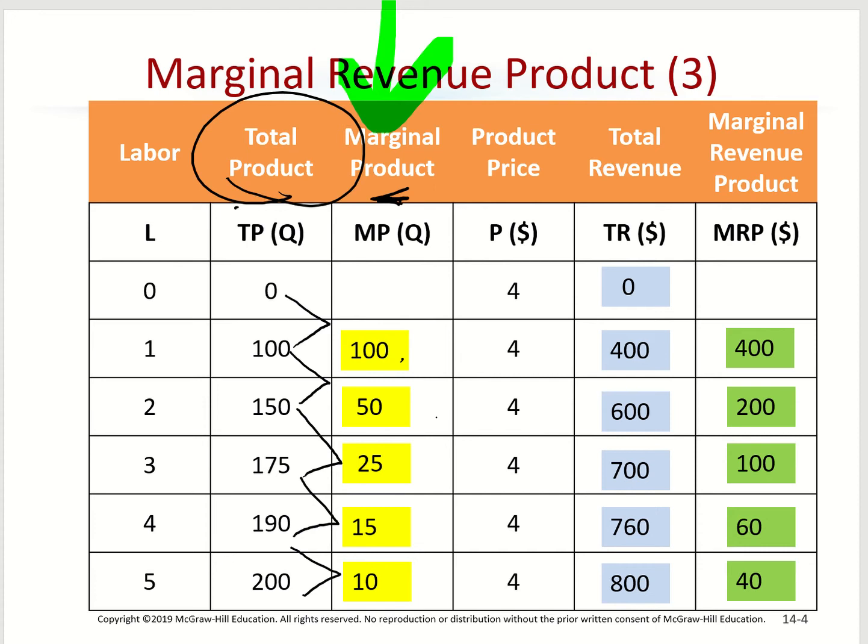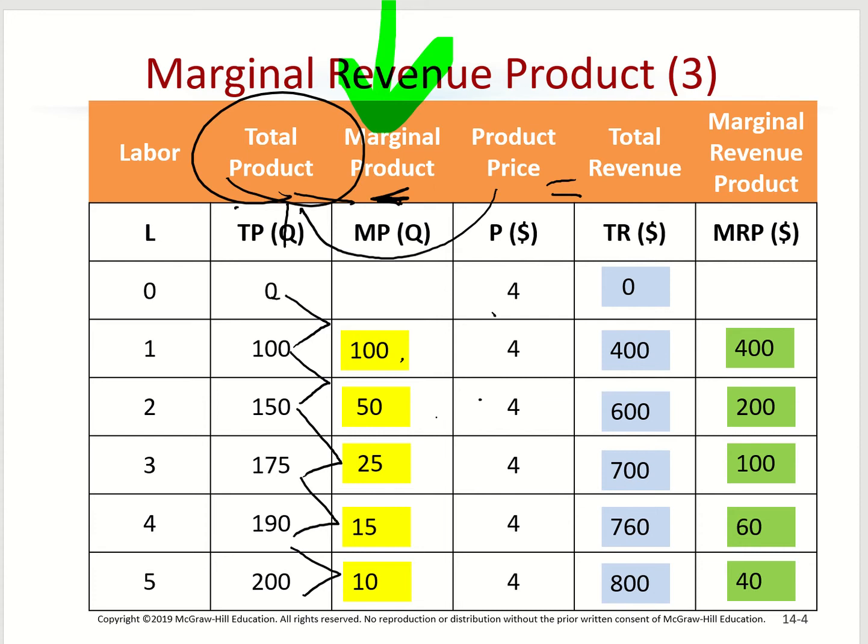And then the product price, that's how much you can sell this good for. Your total revenue is your product price times total product. So 4 times 0 is 0, 4 times 100 is 400, 4 times 150 is 600. So that's your total revenue.